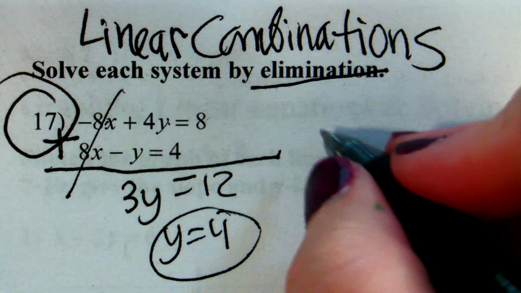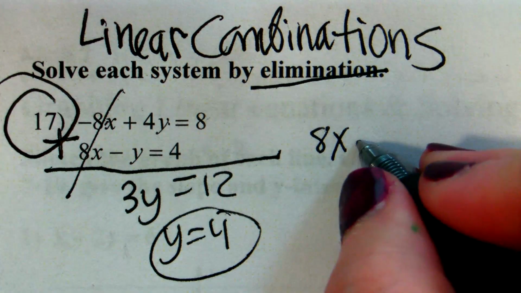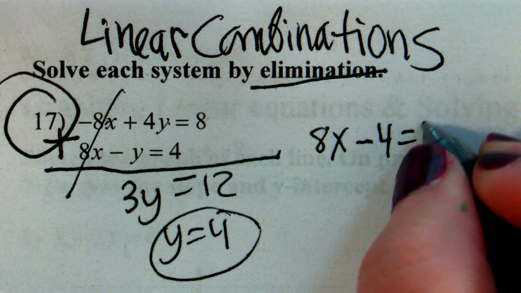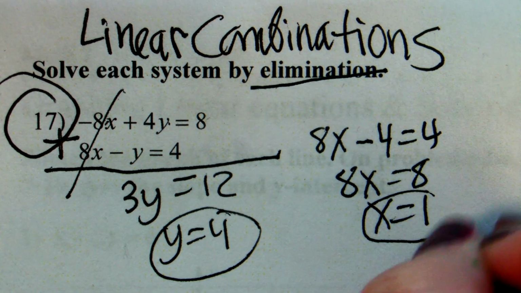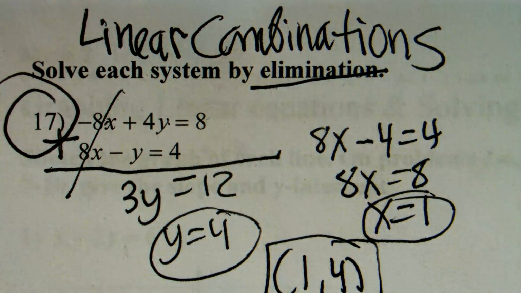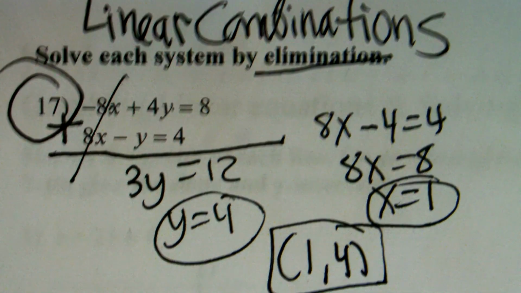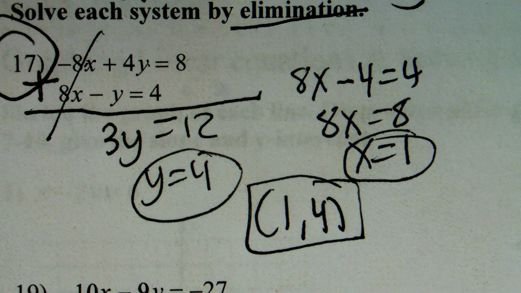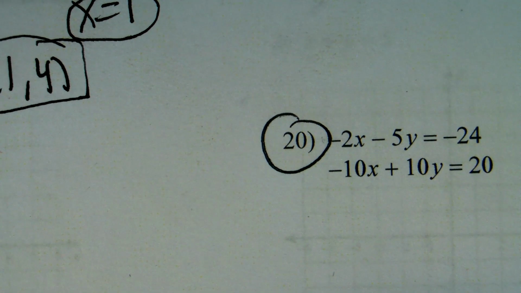And then you come up here and you do 8x, you substitute into one of these equations. 8x minus 4 equals 4. 8x equals 8. X equals 1. And you write it as an ordered pair, 1, 4. So some of these problems will have the coefficients already matching, being opposites. So you just add them together. It's pretty simple.